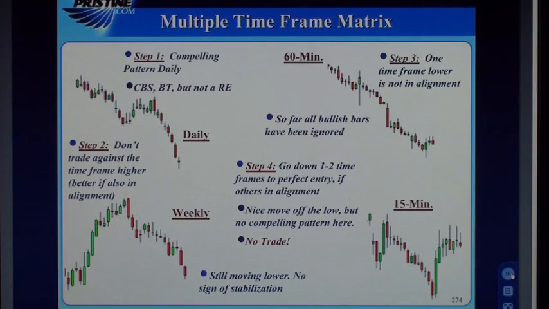Step 1, compelling pattern. Climactic buy setup with a bottoming tail, but it's not a range expansion. Next step, go to the weekly. Don't trade against the higher time frame. Right? We want it to be in alignment.